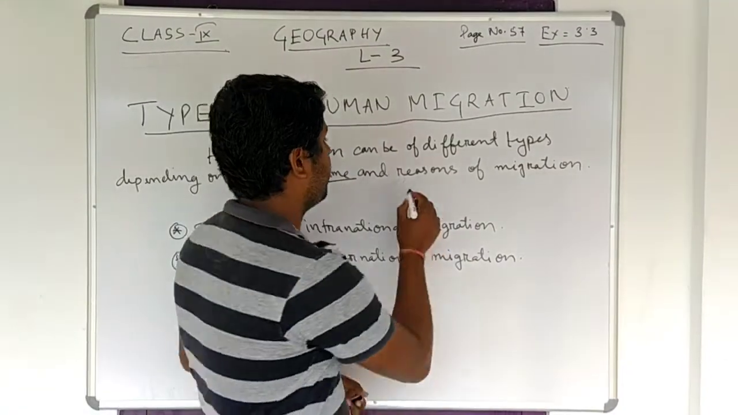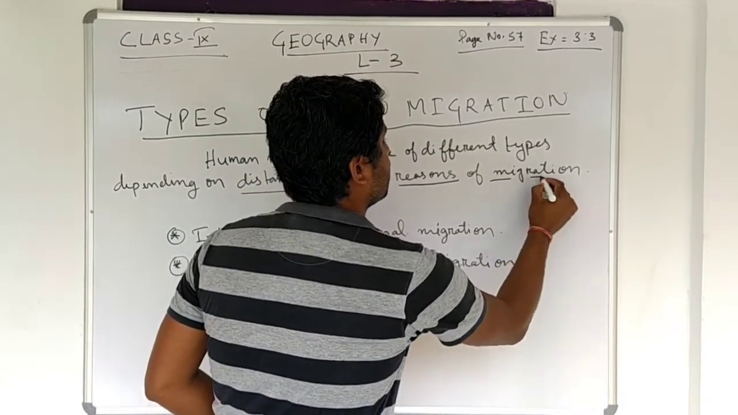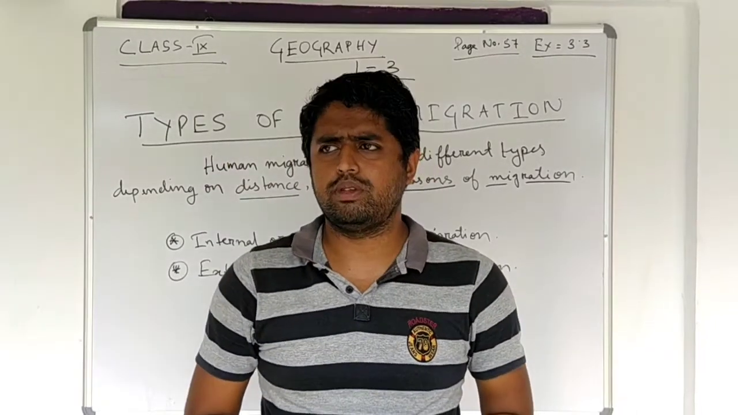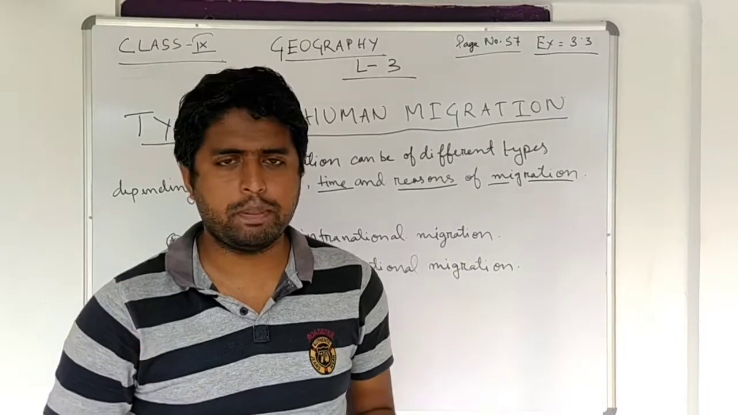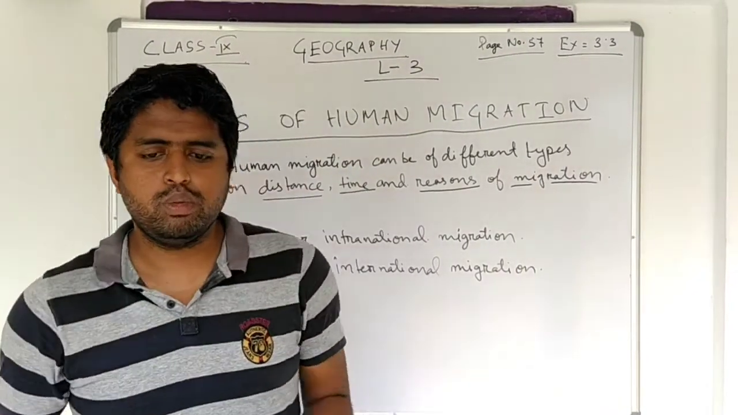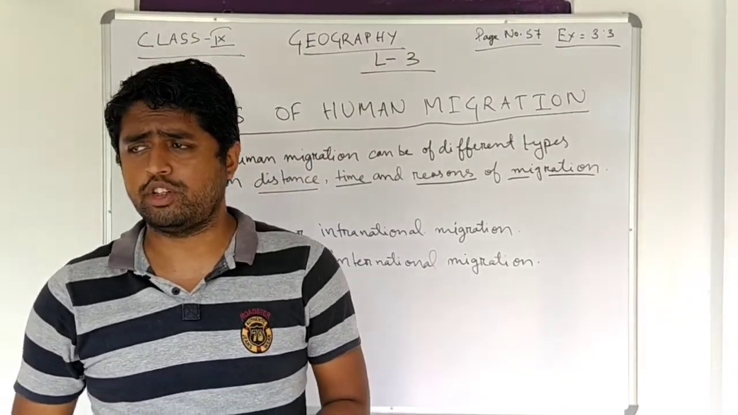Next we have reason. Actually it is the reason of migration. Reasons of migration may be divided into two types. It can be economic migration, it may be social migration. Now a question is, maybe you don't know what is economic migration or what is social migration.